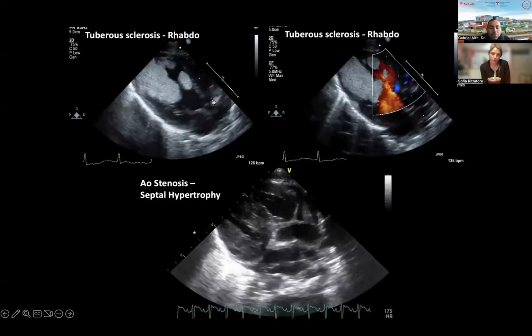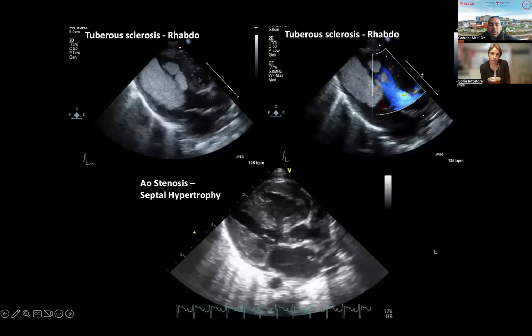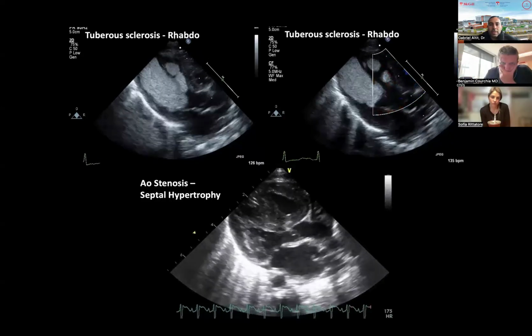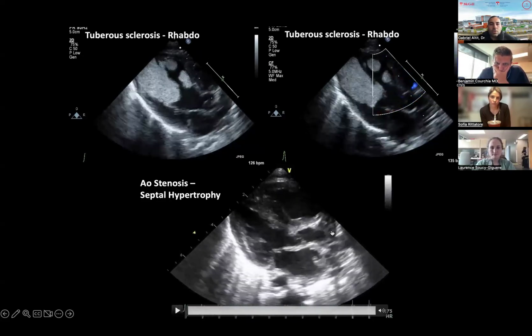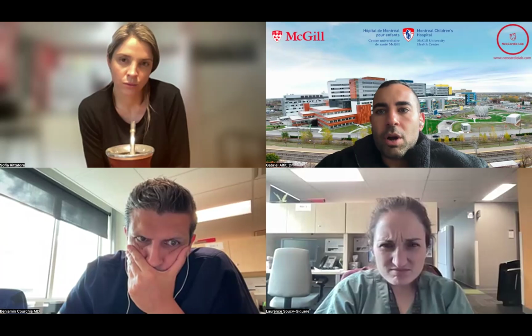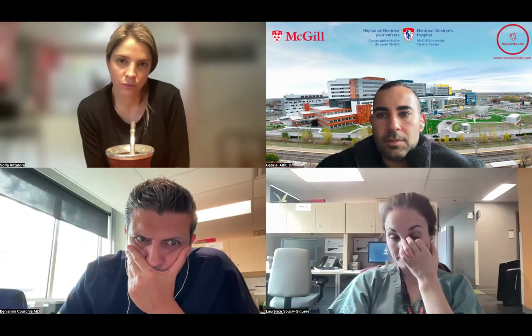So I see it's 3 p.m. and I'm going to have to go for my next meeting, but I've put here a few examples, but you can see many on the website under the LV function tab. And so this was really for how to broadly assess LV function by TNE. Any questions?